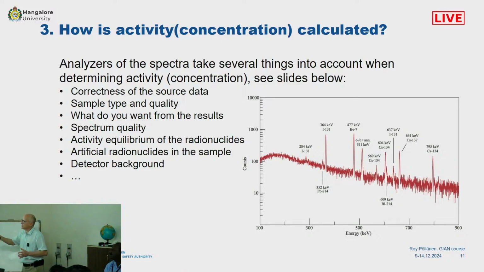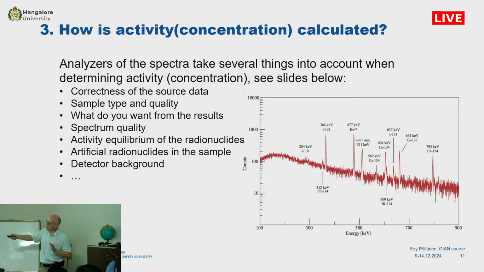For example, correctness of the source data, sample type and quality. What kind of result do you want from the spectrum? I mean, what are the nuclides to be analyzed? We are not usually analyzing all the nuclides, just the important ones. Spectrum quality, I mean that some peaks may be quite wide, resolution might be bad or something like that. In that case, the spectrum might be no good and we have to do another measurement.